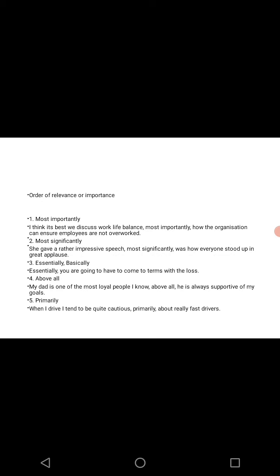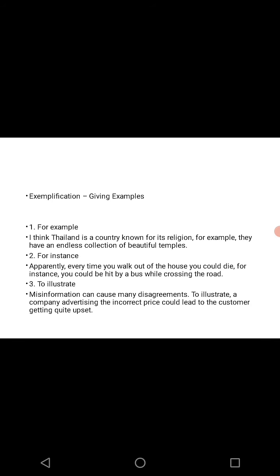And fifth is "primarily," and their example is "when I drive, I tend to be quite cautious, primarily about really fast drivers." And then exemplification, giving examples. The first is "for example," and their example is "I think Thailand is a country known for its religion. For example, they have an endless collection of beautiful temples."